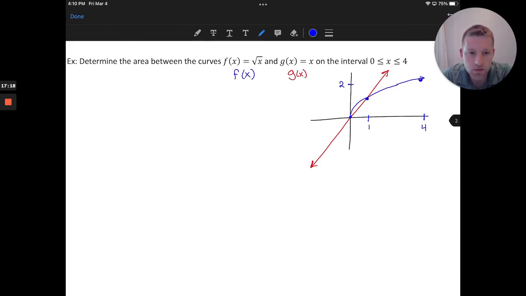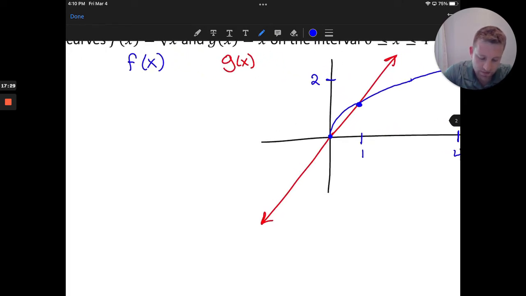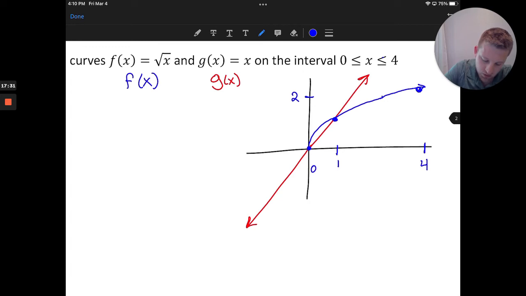Okay, so let's go ahead and now consider what our integral would look like for the area in between these two curves. So notice that in between this interval from 0 to 4, I actually have these two functions crossing at x equals 1. They're going to be both equal to 1. So this is the height of 1 we'll have at the input value of 1.